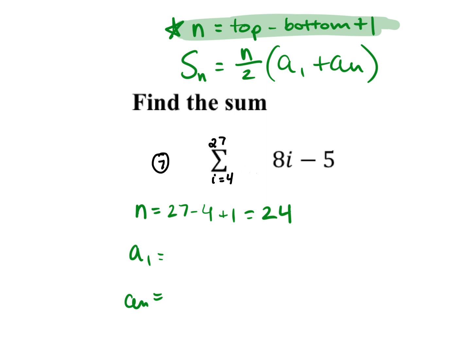How do we find a sub 1, our first term? We're going to plug in the number on the bottom into the equation. So we're plugging in 4 into i. So 8 times 4 minus 5 would be 32 minus 5, which is 27.